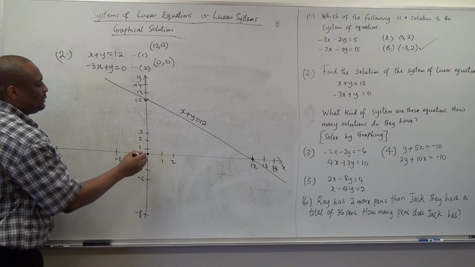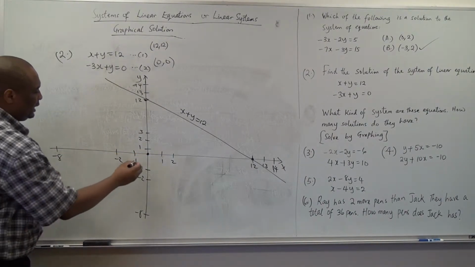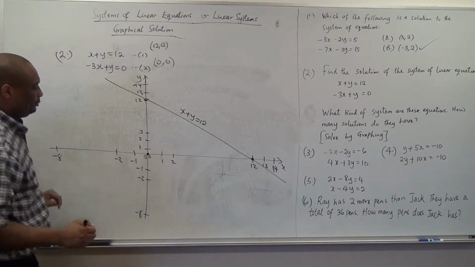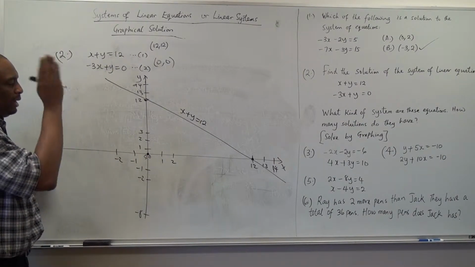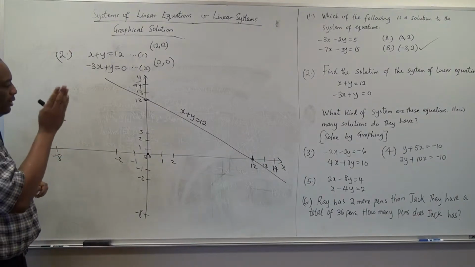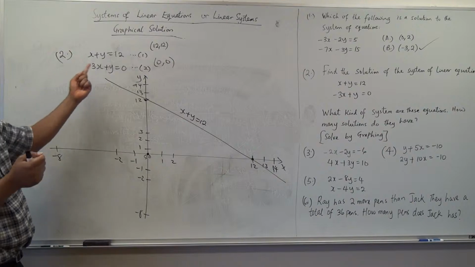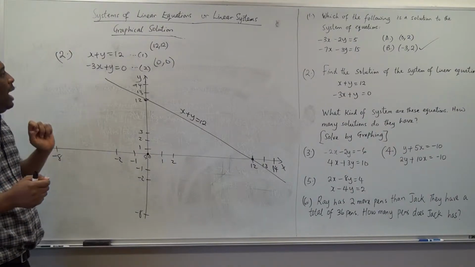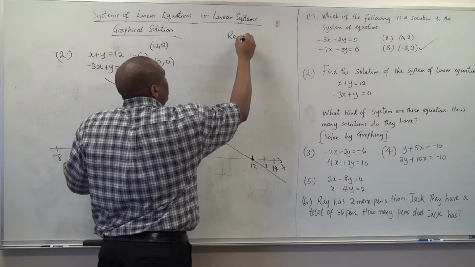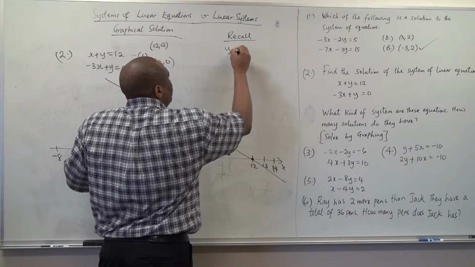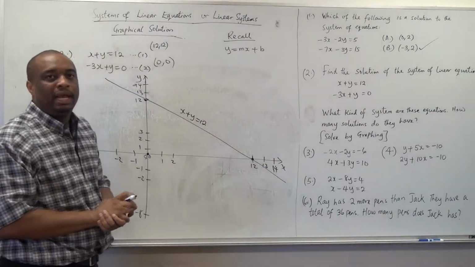Now, the next question is, because here is the origin, the point of intersection, 0, 0, you now ask yourself, is it going to be a negative slope or a positive slope? So we go back to the equation, and I hope you can recall y equal to mx plus b. That's the equation of a straight line.